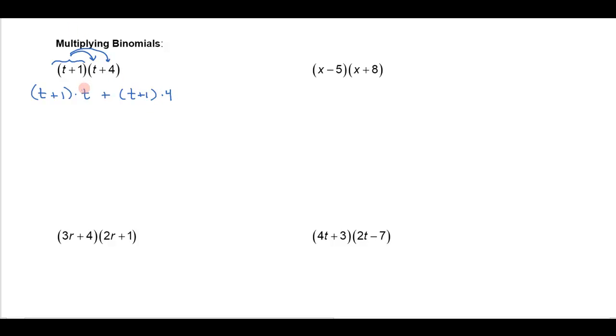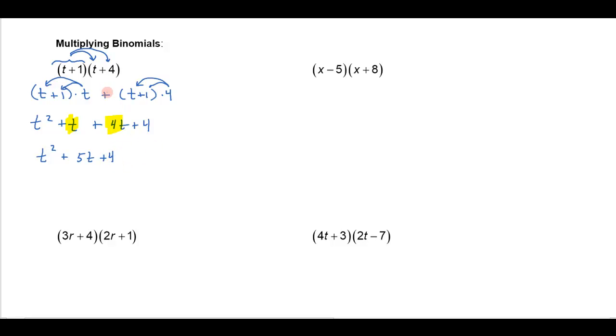Here I'd have a monomial t. I'd want to multiply that back here to this t and that 1, and then the 4 back to the t and the 1. So I would get t squared here plus t plus 4t plus 4. And then I'd combine these two terms right here. These are like terms. I got a 1t and a 4t. Those will combine to give me 5t. So I got t squared plus 5t plus 4.